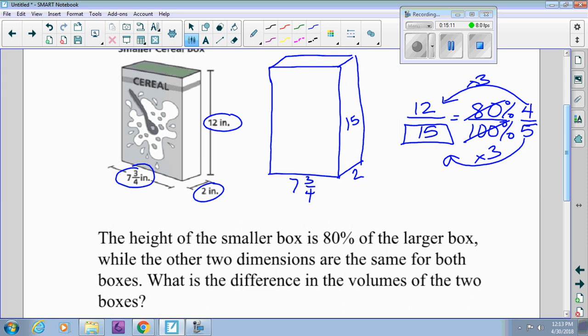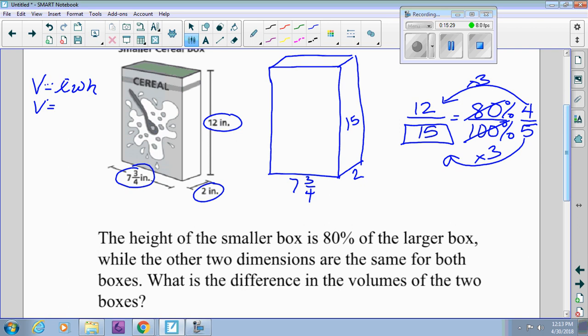Right? And it says, what is the difference in the volumes of the two boxes? So we have to find the volume of each box first. Volume equals length times width times height. We're going to do the smaller box over here. I would show it down below where I'm supposed to, but it's kind of hard to keep scrolling.